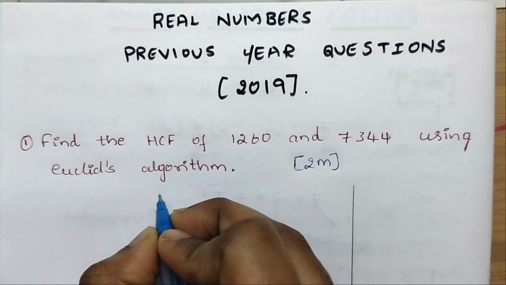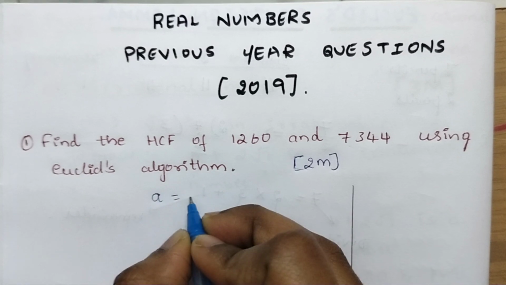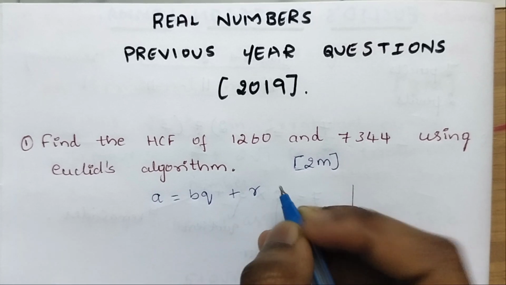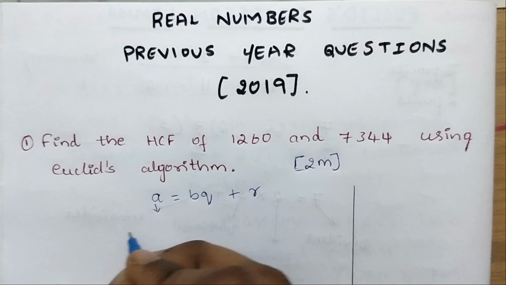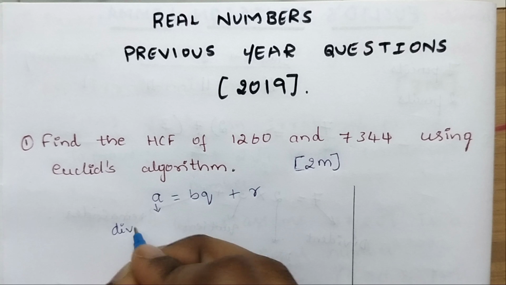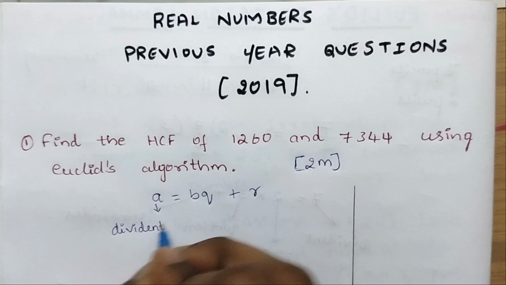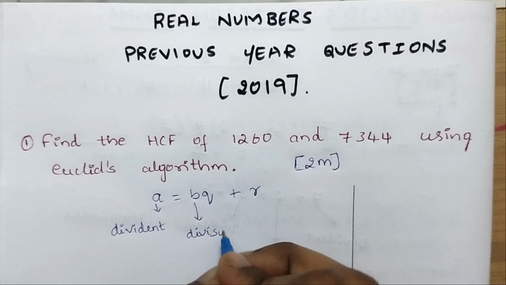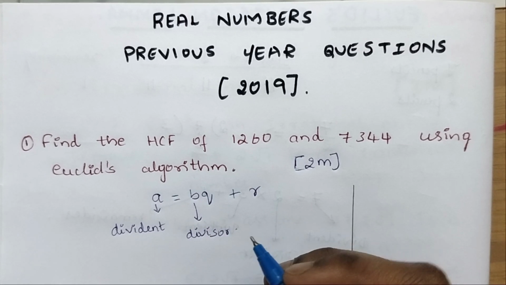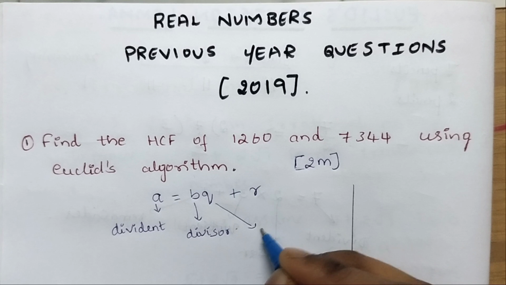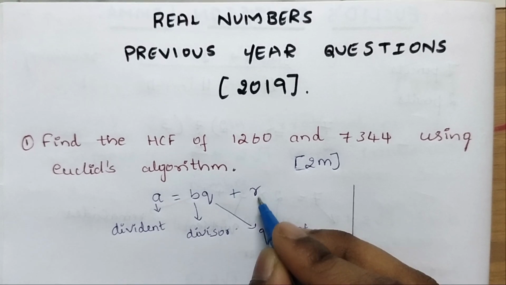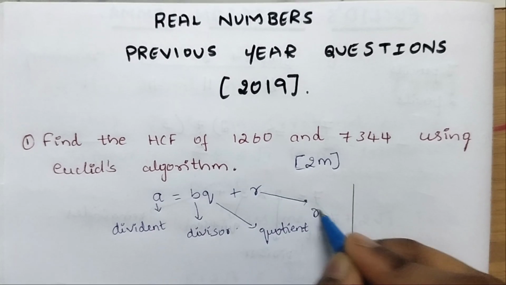The generalized statement is A is equal to BQ plus R. Here A is dividend, B is divisor, Q is quotient, and R is remainder.